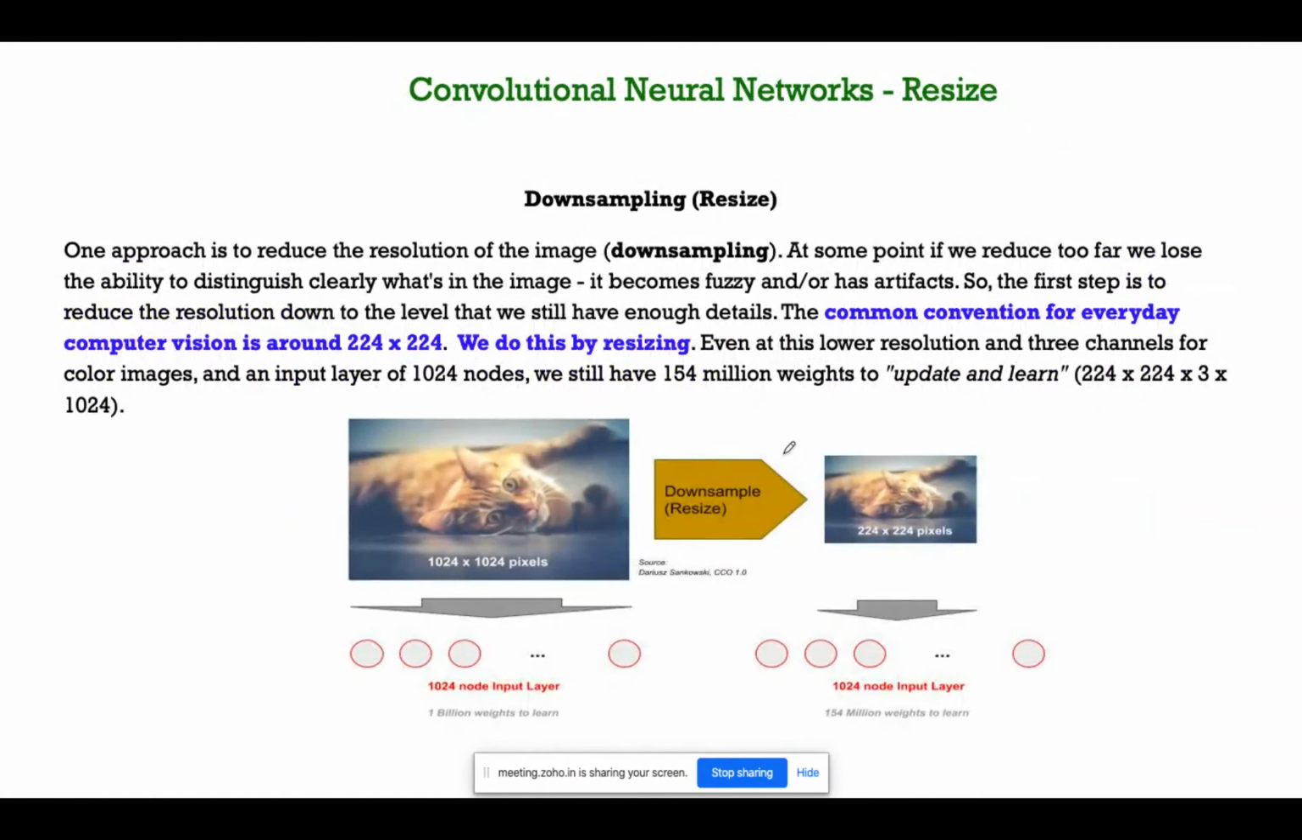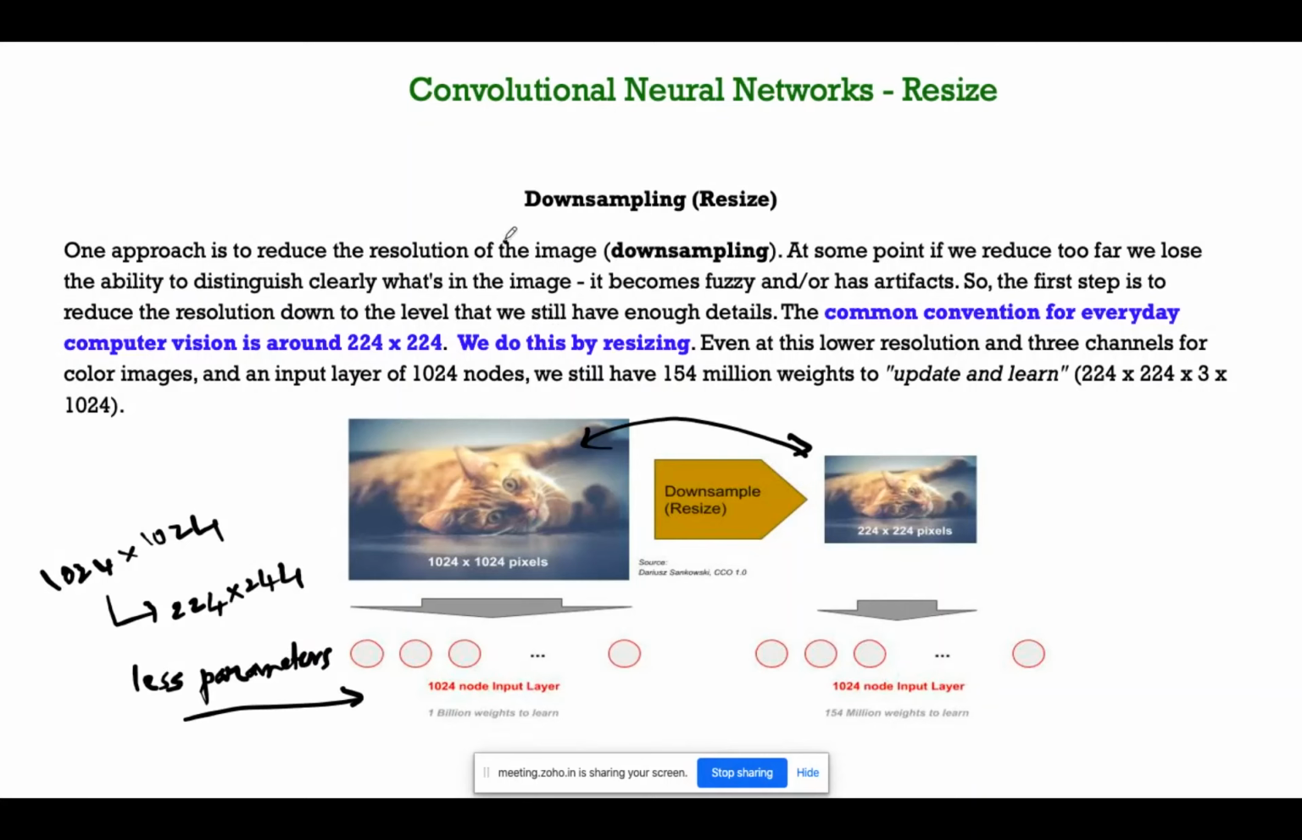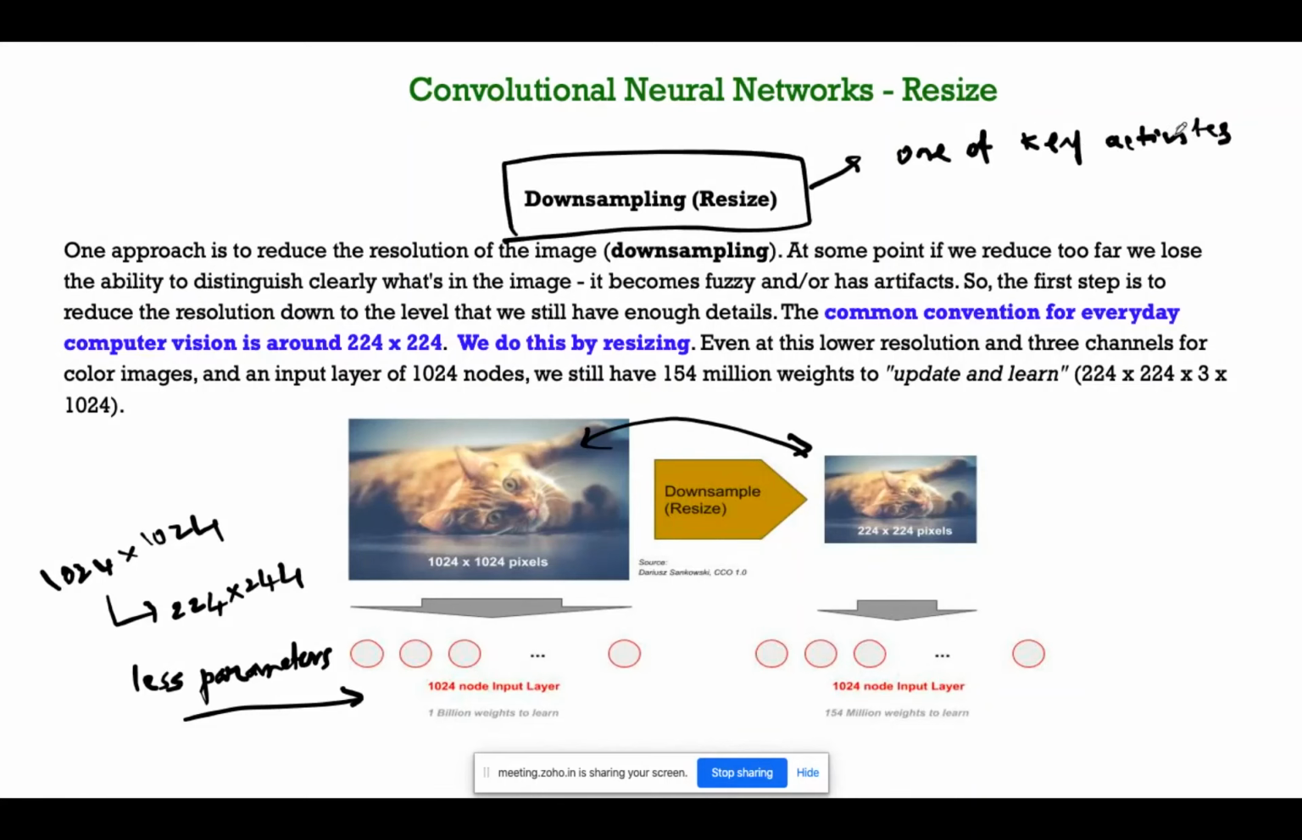So what we are doing, we will downsample the data. We are going to do the process called resizing, 1024 by 1024. We are downsampling the image to 224 by 224. You will have fewer parameters. This is what downsampling or resize is, one of the key activities.